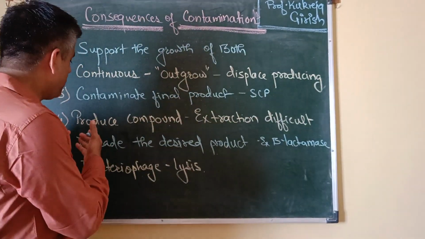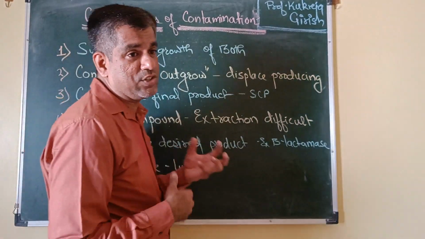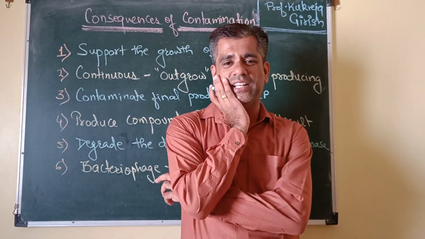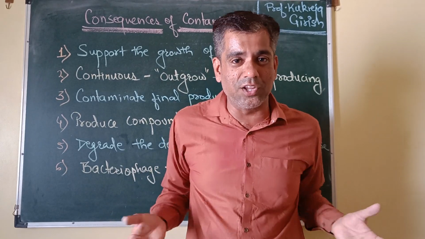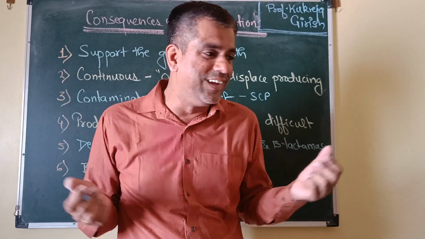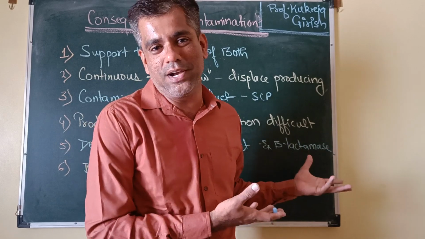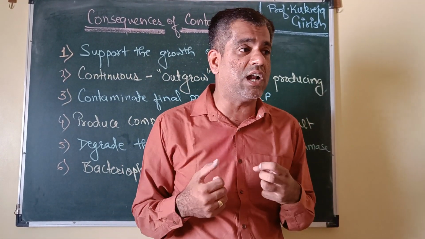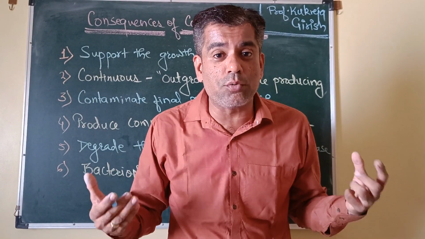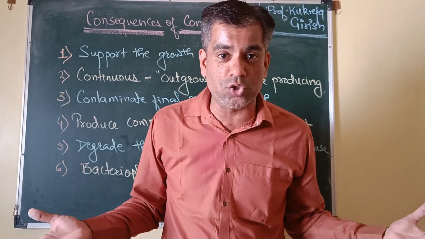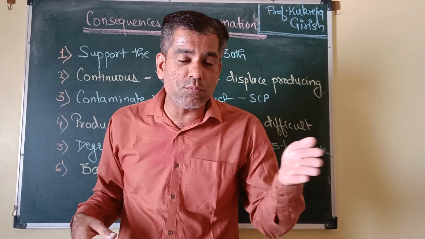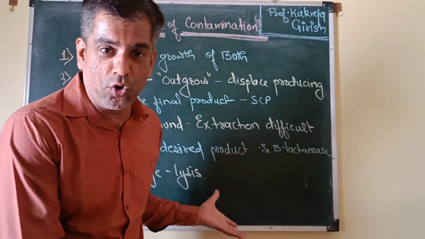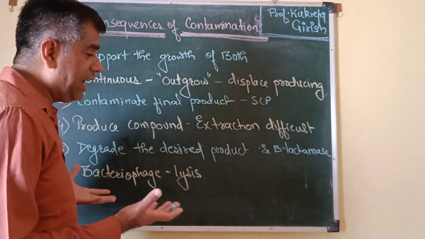Now we have the contaminant producing compounds which may make the extraction difficult. The contaminant which is sitting in the fermentation broth is not going to sit just like that. It will do something. Probably it is producing certain compounds which are going to make your extraction process difficult, which is already much complicated. We had seen that downstream processing of the fermentation product is really a complex matter, and this makes it more complex.